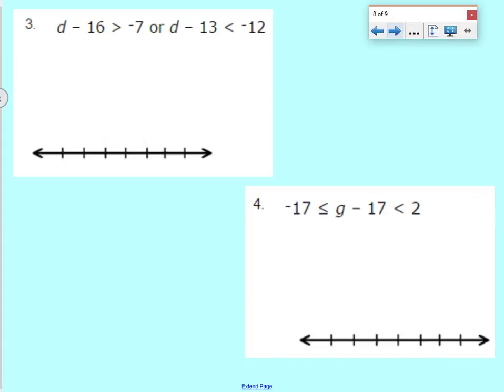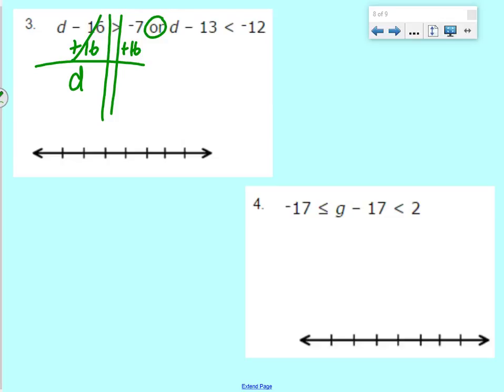Third example, we have another or compound inequality. So again, we just have to solve both of them. Put railroad tracks around your inequality symbol. Undo minus 16 with plus 16 on both sides. We get D is greater than negative 7 plus 16 is 9. Bring down the or.